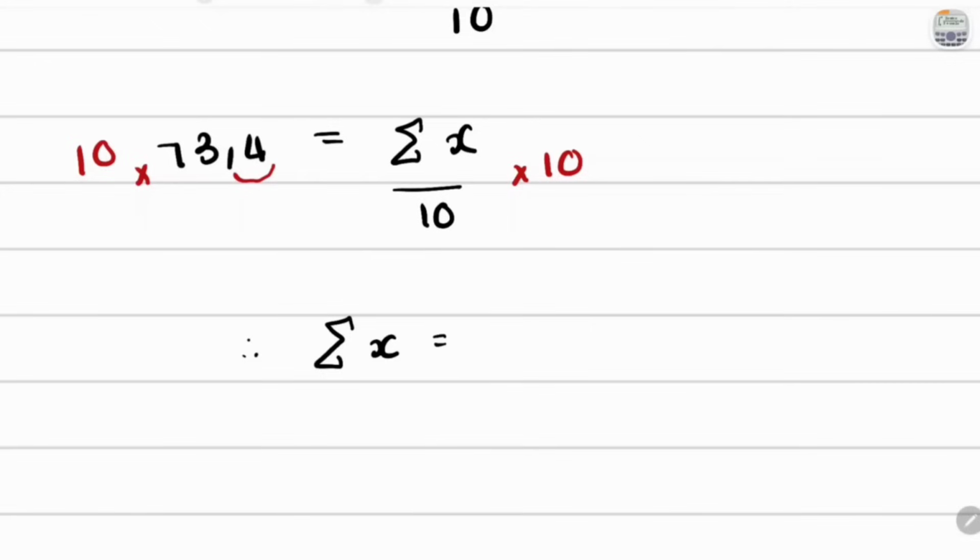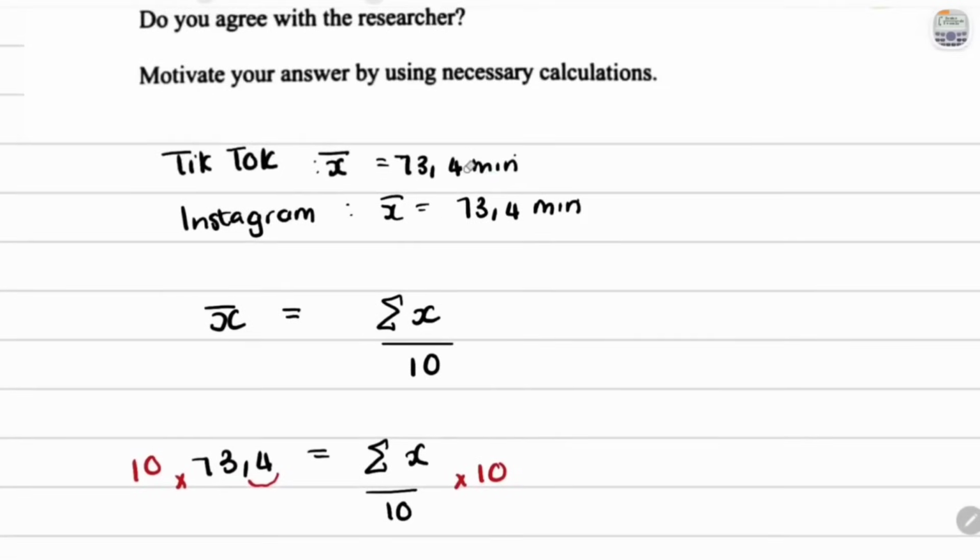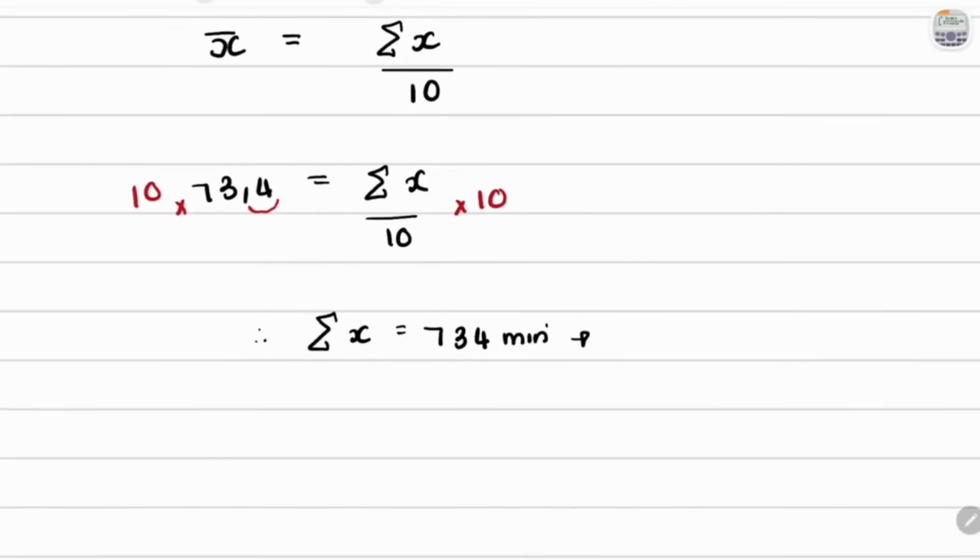You can also use a calculator. If you calculate on your calculator, it's not going to erase your data. And so that is 734 minutes in total, and this is for Instagram. But you see that the mean time is exactly the same and there's the same amount of learners. So this is for each platform, okay, for Instagram and TikTok.